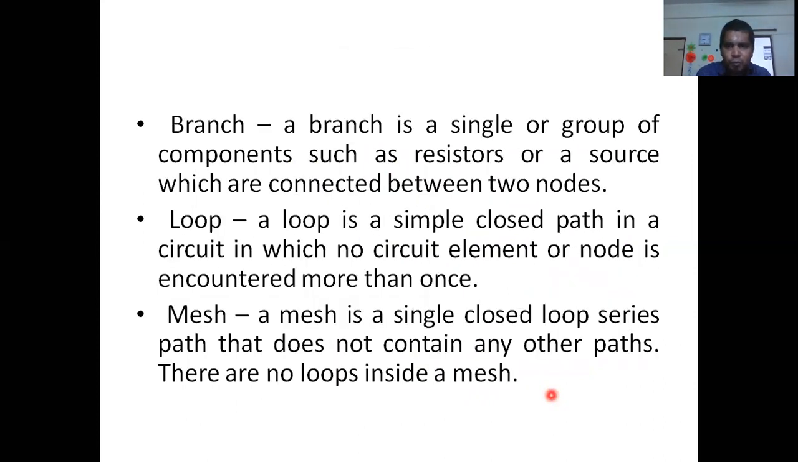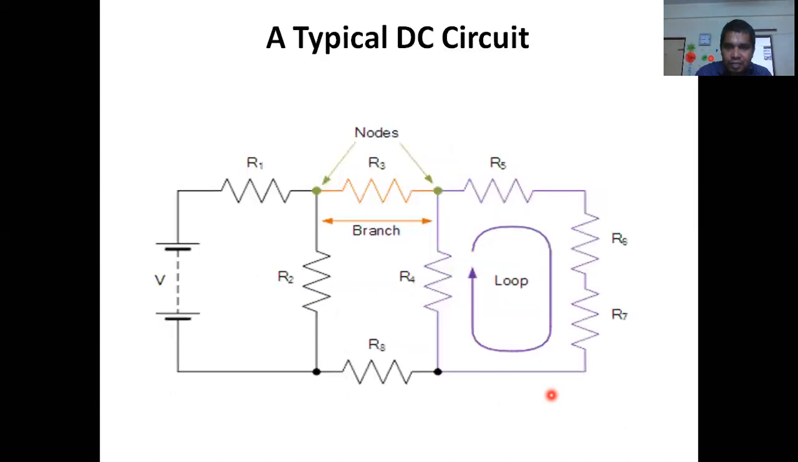A loop is a simple closed path in a circuit in which no circuit element or node is encountered more than once. Loop means not more than one element is considered. A mesh is a single loop series path that does not contain any other path. There are no loops inside a mesh. So this is a loop, this is also a loop, this is also a loop, right? They can have further loops like this.